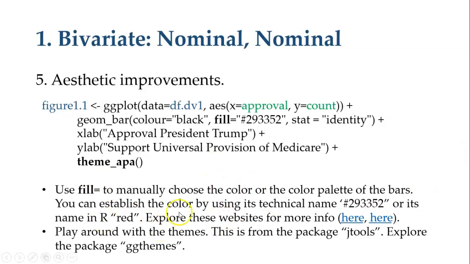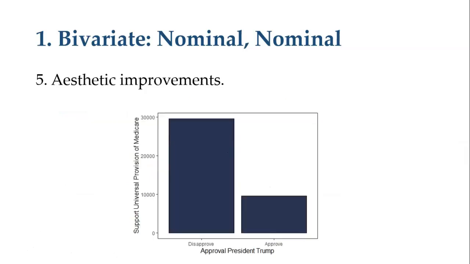Also play around with the themes. In this case, I like this one a lot, the theme APA, which is part of the package jtools, okay? So you need to install and call the package in order to be able to use this beautiful theme. I like it. Okay, so this is the most beautiful presentation of the bar graph. I like it a little bit more.